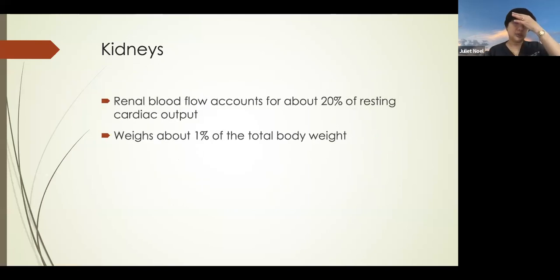So we all know that renal blood flow accounts for 20% of resting cardiac output, despite the kidneys only weighing 1% of our total body weight. So that's the reason why when we have hypotension, one of the organs that will be affected will be the kidney.